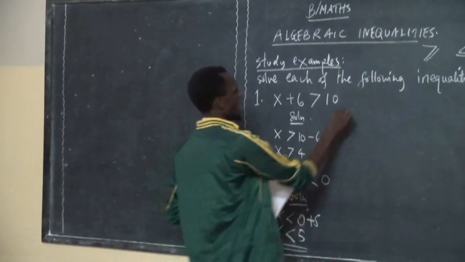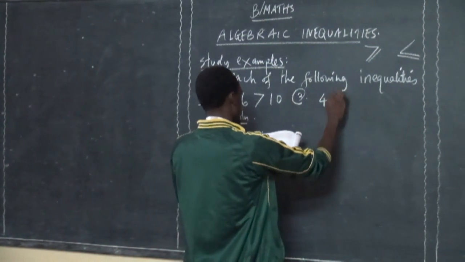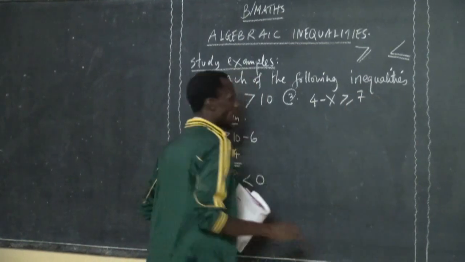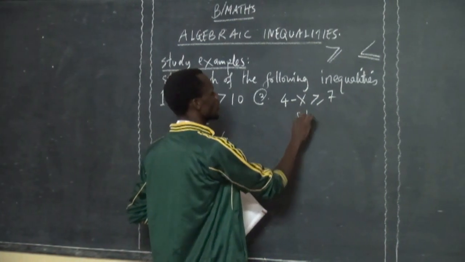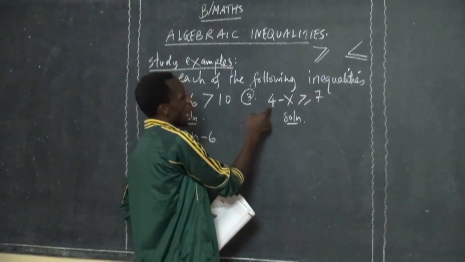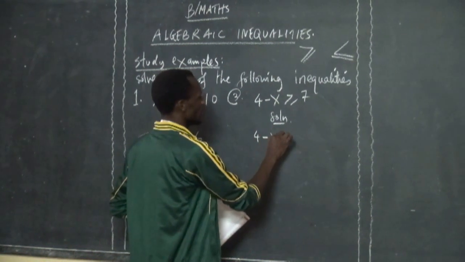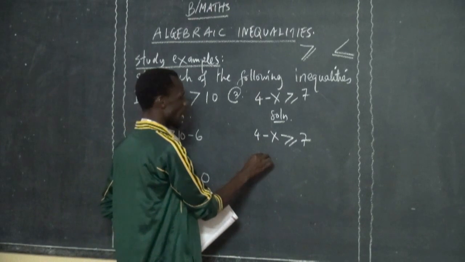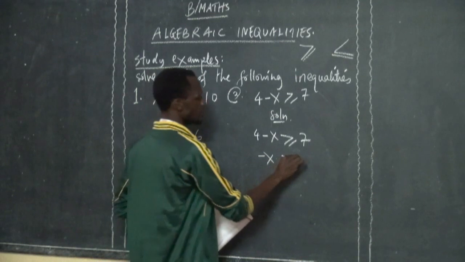This is the answer. Now the other example: we have 4 minus x is greater than or equal to 7. Now, if that is the case, we still have the way to go about it. Remember this 4 is positive and this is negative x. Then we are left with negative x, which is greater than or equal to 7.